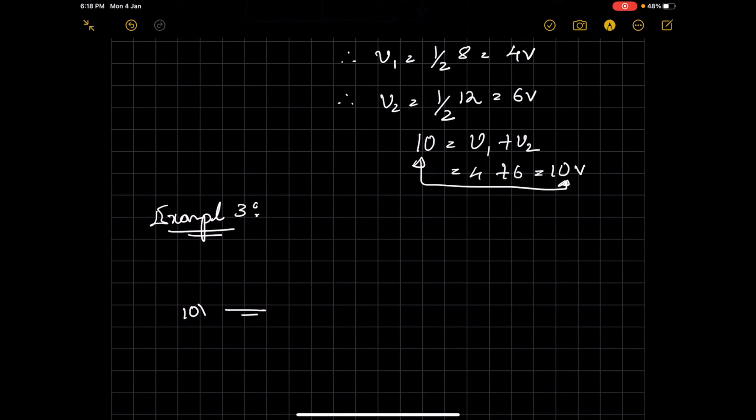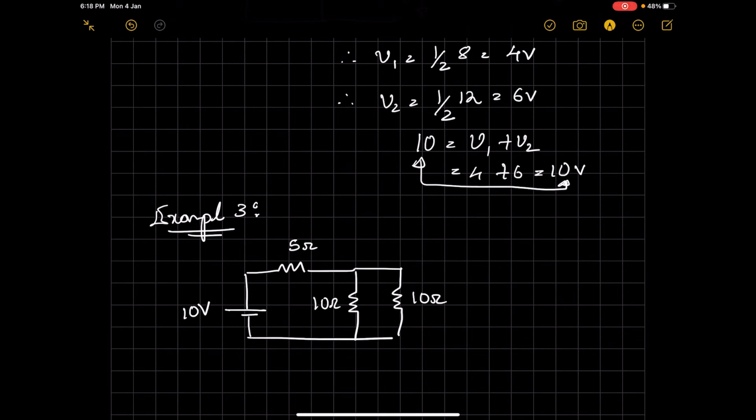So you have a 10 volt voltage source followed by a 5 ohm resistance and a 10 ohm resistance and one more 10 ohm resistance in parallel. And you are asked to find the voltage across all the three resistances.